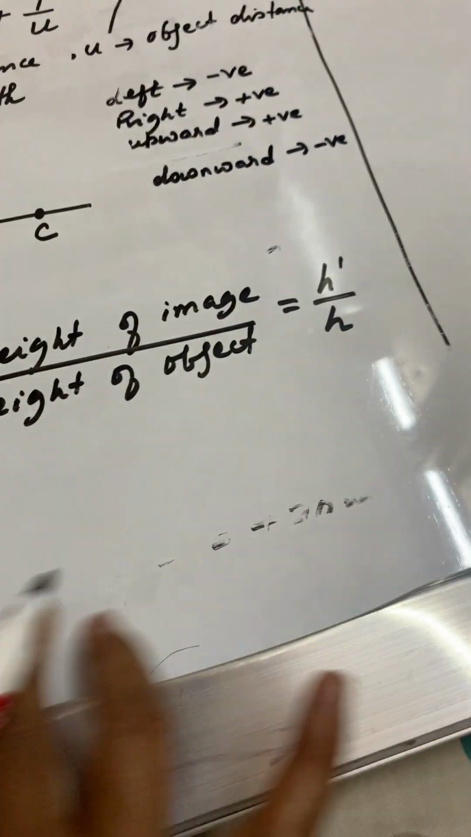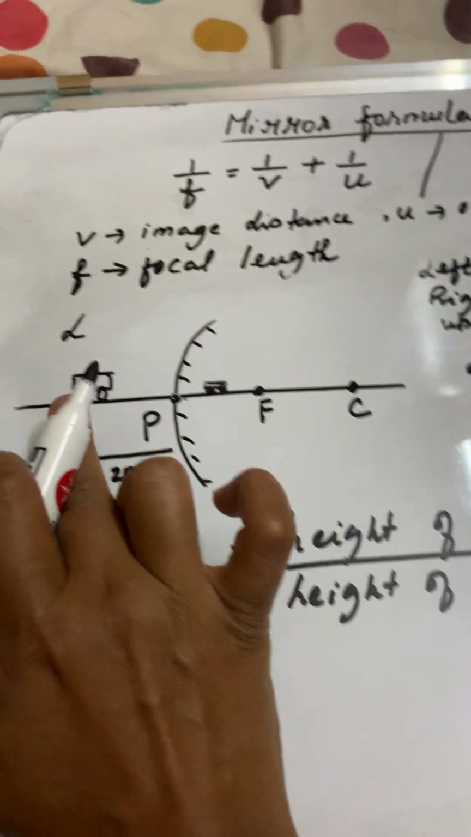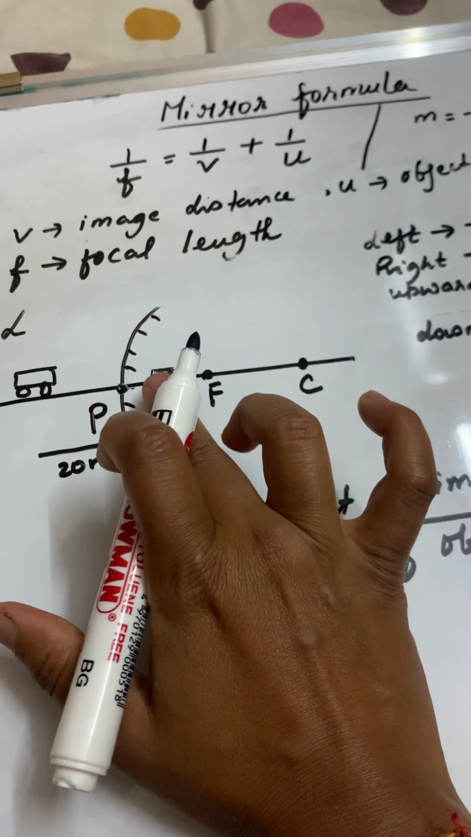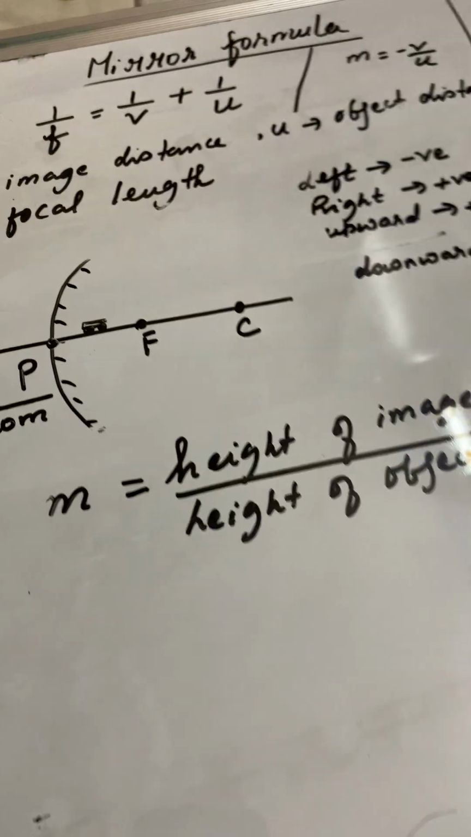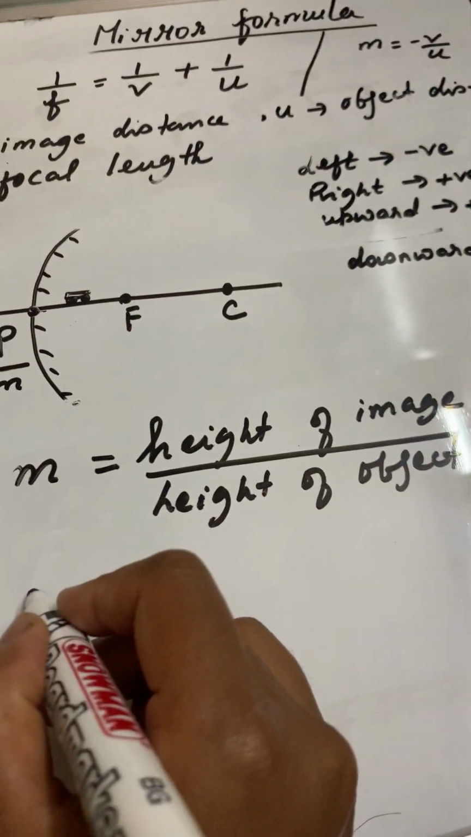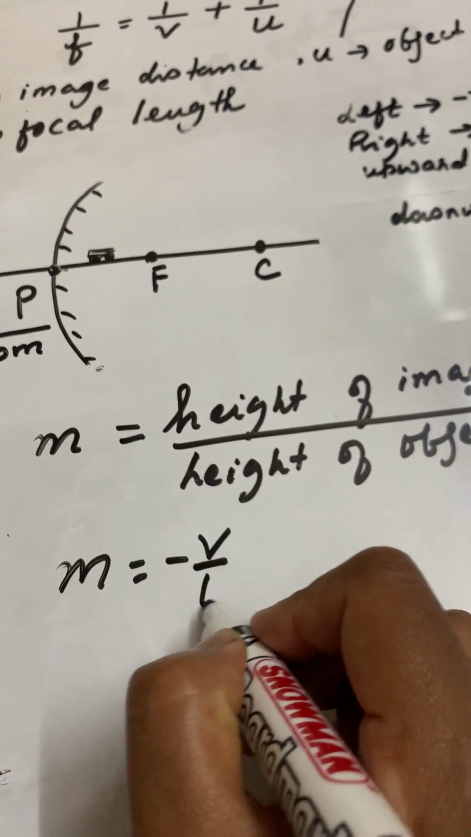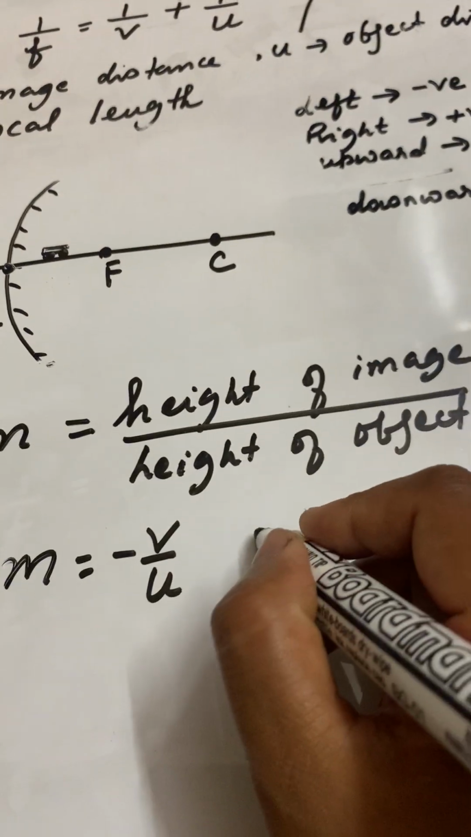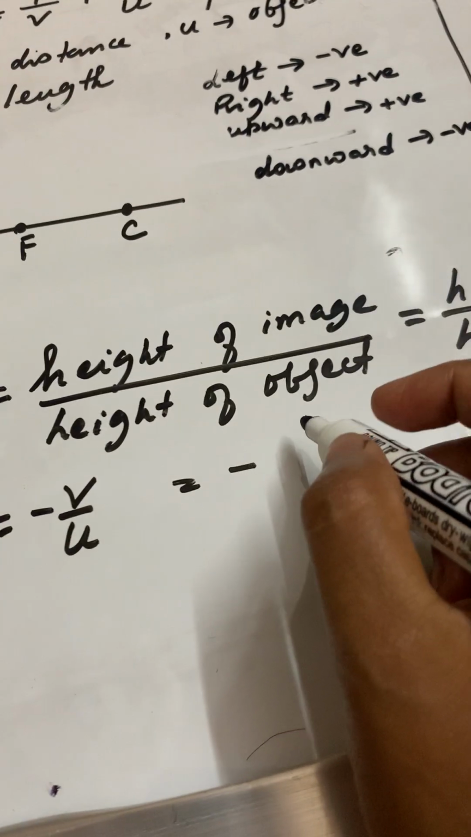Okay, now in this case, though the height of the truck is not given, even the height of the image truck is also not given, there is another formula for the magnification, and that is in terms of v and u, and this is minus v by u. This you need to remember it. Okay, now minus is there already in the formula.